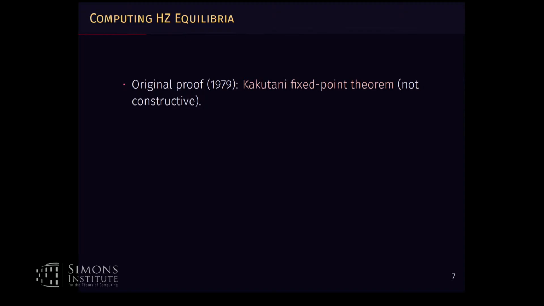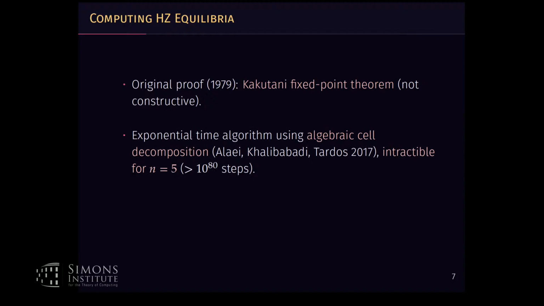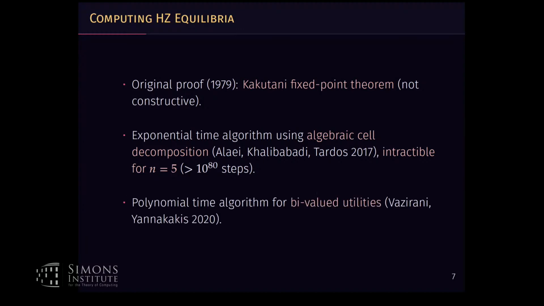So in terms of computing these equilibria, there are essentially only three main results. The first is the original proof, which shows that the equilibrium exists. It uses Kakutani's fixed point theorem, and it's highly non-constructive. And they say as a remark that if you want to compute the allocation, you can do a grid search over the prices, which is extremely inefficient. Then there is an algorithm that uses a technique called algebraic cell decomposition. This algorithm is interesting maybe theoretically, but in practice, even for, say, 5 agents and 5 goods, you need somewhere like 10 to the 80 steps, which is more than there are atoms in the universe. And in terms of polynomial time algorithms, there is one algorithm, but it only works for bivalued utilities, where every agent only has 2 types of utilities, a highly restrictive setting.